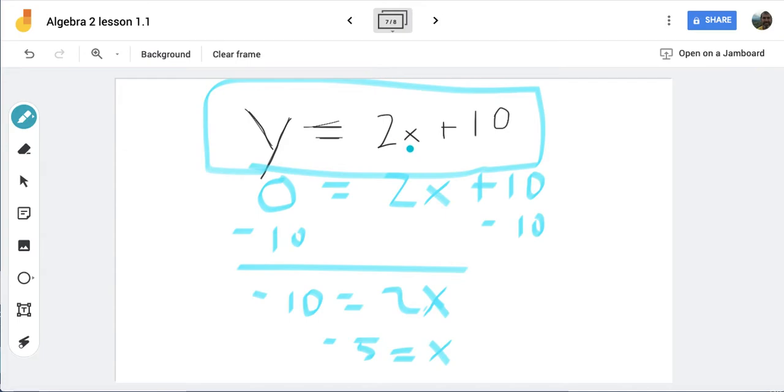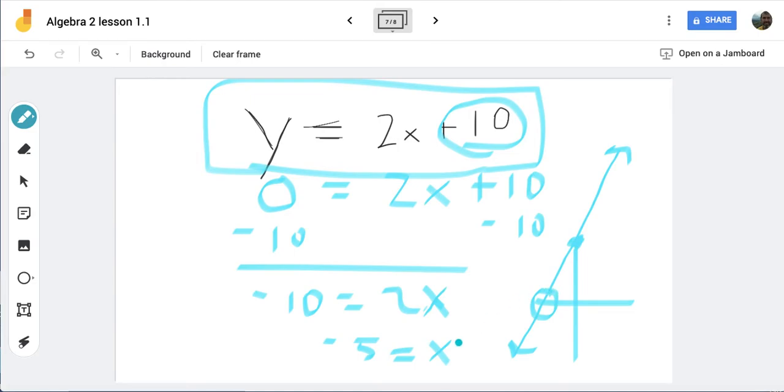Y equals 2x plus 10 is a linear graph, so you knew from algebra 1 that it has a y-intercept of 10. I'm just going to make it up here, 10, and it has a slope of 2, so it goes down like this somehow. The key is, what is that point right there? So maybe you do have to use some algebra to know that that point's at negative 5.